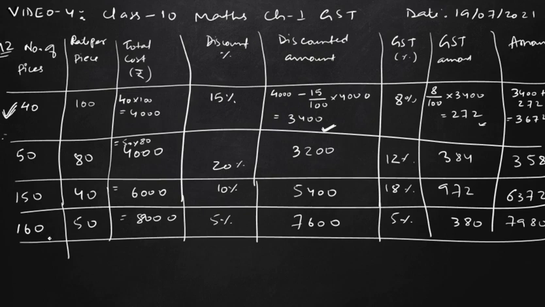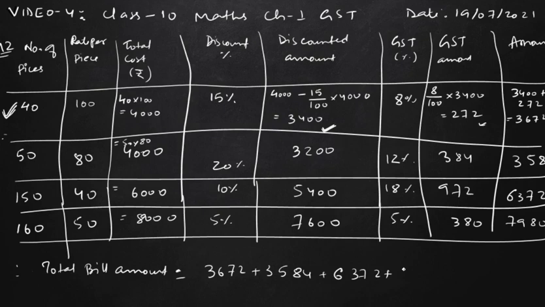Okay, so lastly we have to calculate the bill amount. Therefore, total bill amount, we have to calculate all the amounts. That is, first amount was 3672 plus 3584 plus 6372 plus 7980, and after calculating this you will get the total amount. So write it and send me. Fine. Okay.